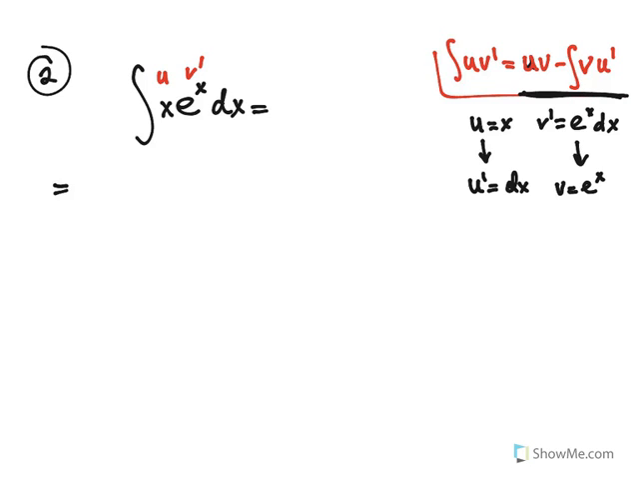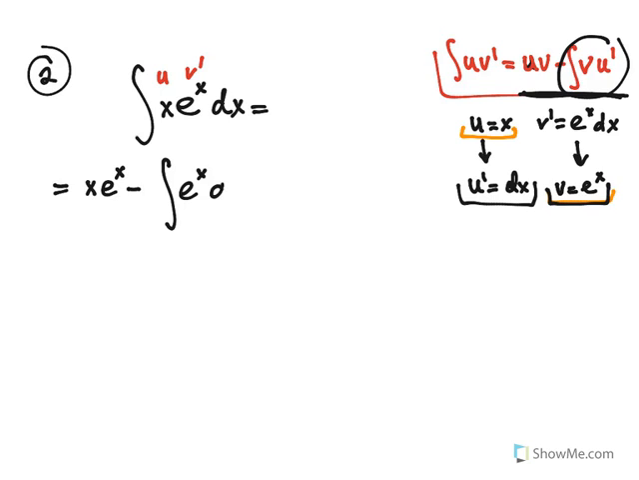Now, we're going to use this formula right here. So it's u times v, and which one is u? That's that. And which one is v? That's that. So x times e to the x minus integral, and now it says vu prime. So v is e to the x, and u prime is dx. Now, it's very easy, because the integral of e to the x is the same function e to the x. And then don't forget to put plus c.